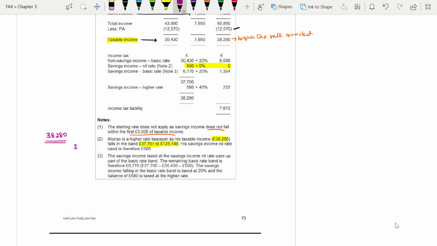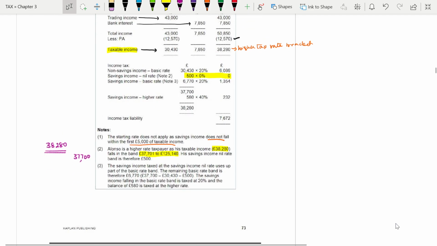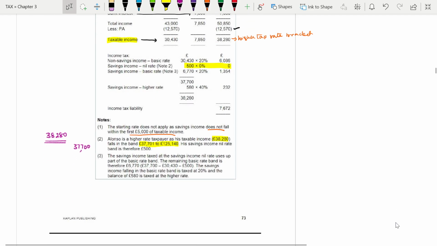The basic rate band is going to be how much? 37,700. In this 37,700, how much have they utilized? They have utilized from the non-savings income. How much have they utilized from non-savings income? 30,430. Is it? 30,430. And from the savings income, how much have they utilized?